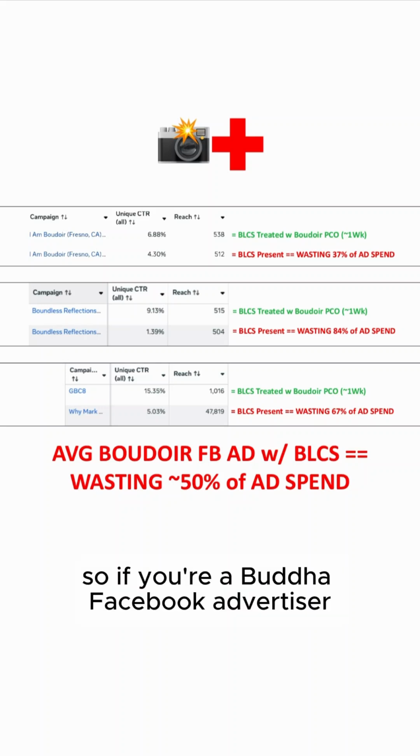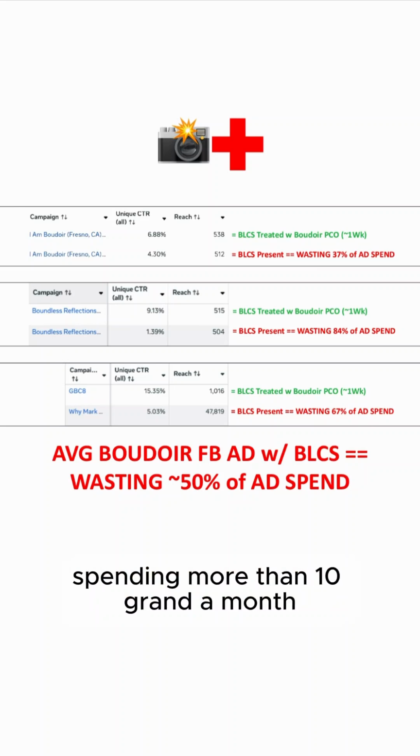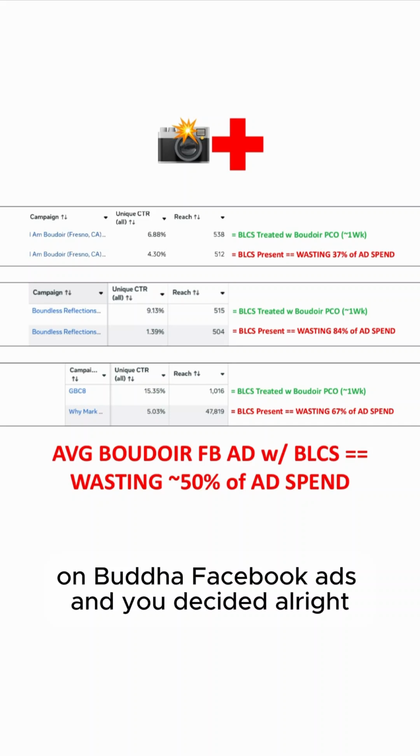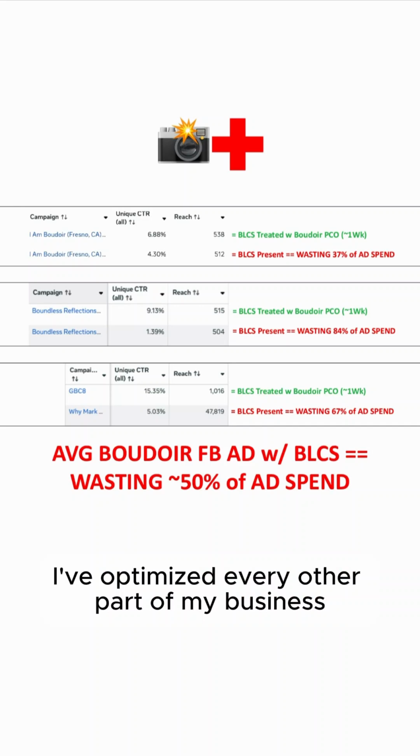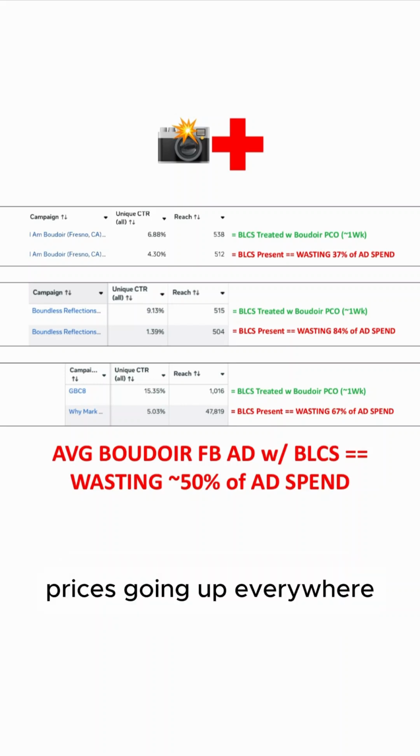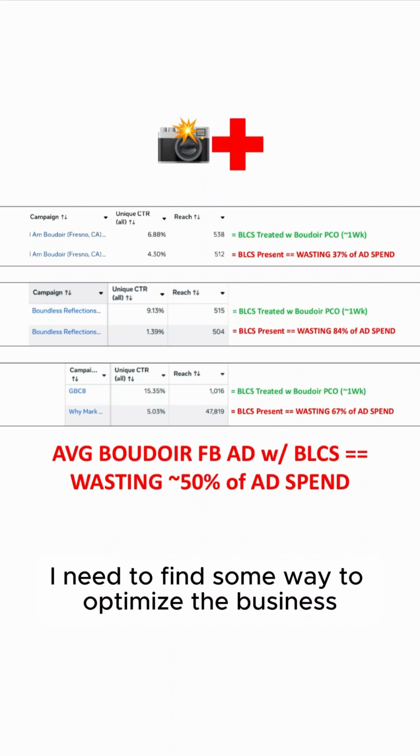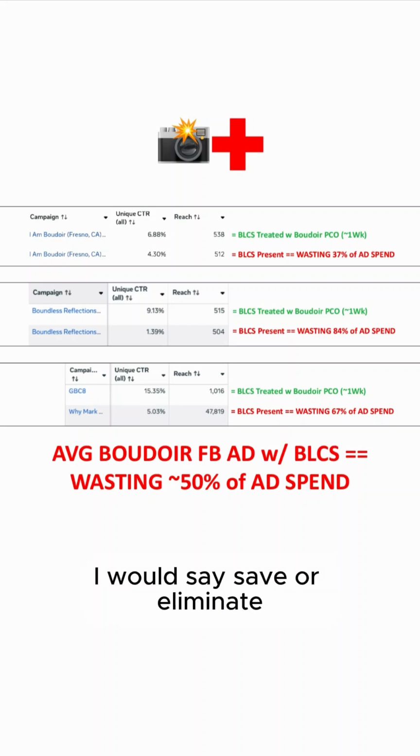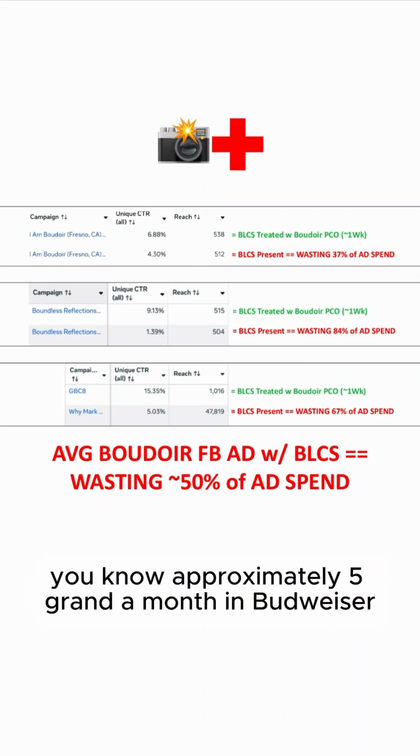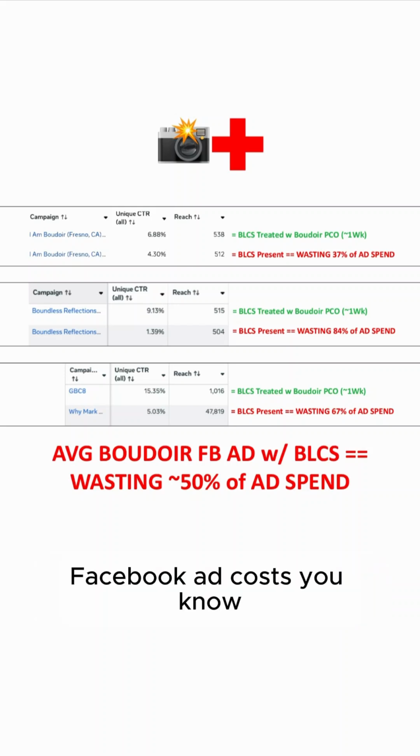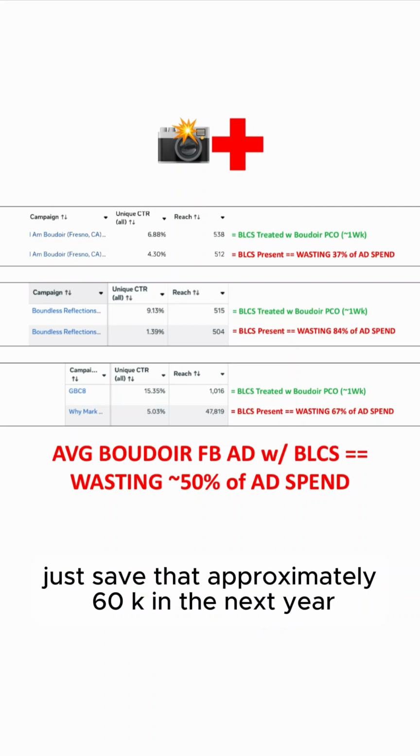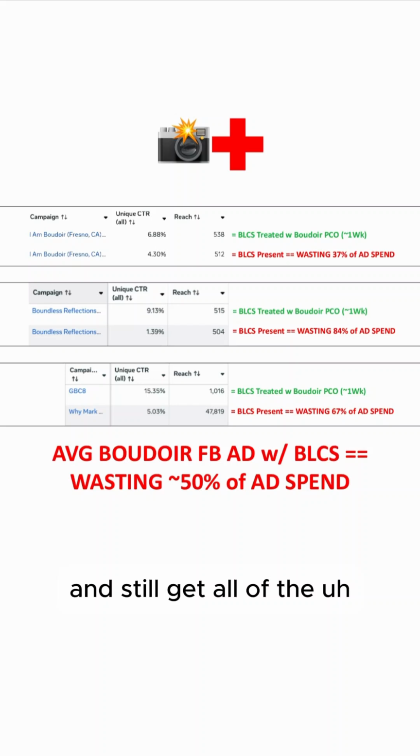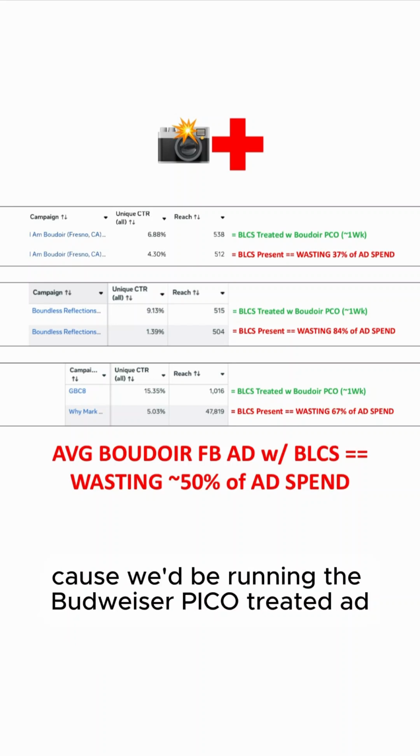So if you're a boudoir Facebook advertiser spending more than 10 grand a month on boudoir Facebook ads, and you decide, all right, I've optimized every other part of my business, I gotta pull some more profit out of this because there's inflation, prices going up everywhere, more boudoir photographers entering the market, I need to find some way to get more profit out of the business and stop wasting all my money, and you want to save or eliminate approximately 5 grand a month in boudoir Facebook ad costs, approximately 60K in the next year, and still get our ad into the same number of women's brains because we'd be running the Boudoir Pico treated ad.